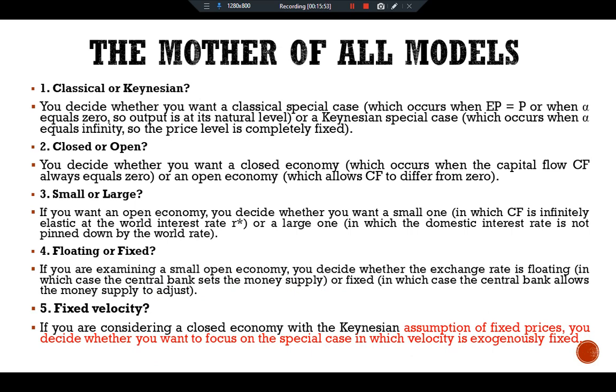By making this series of modeling decisions, you move from the more complete and complex model to a simpler or more narrowly focused special case that is easier to understand and use. When thinking about the real world, it is important to keep in mind all the models and their simplifying assumptions. Each of these models provides insight into some facet of the economy. So this is all about the mother of all models.